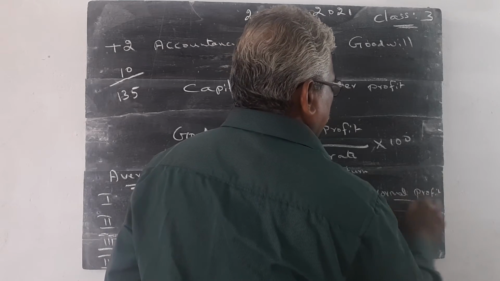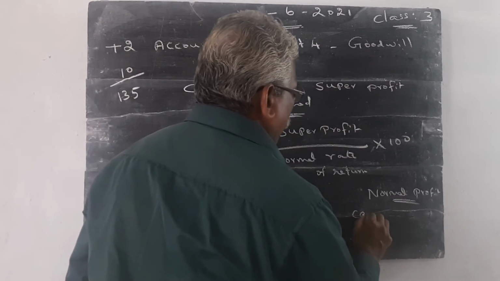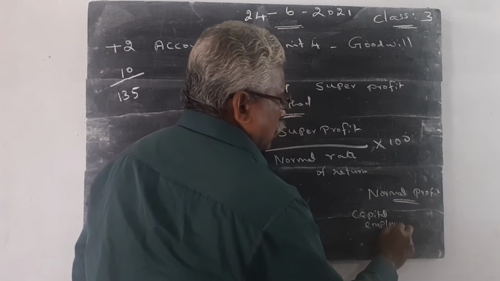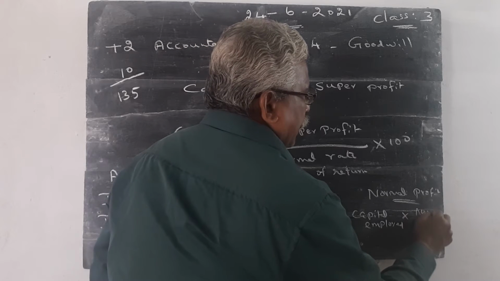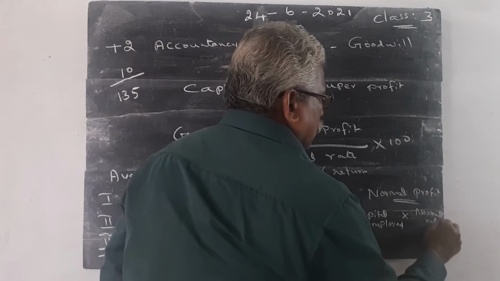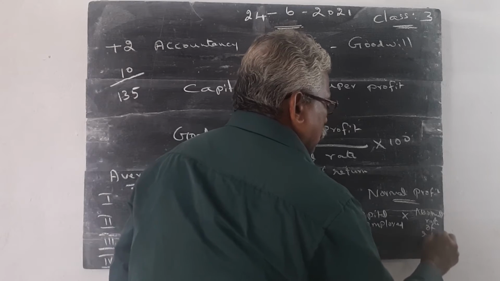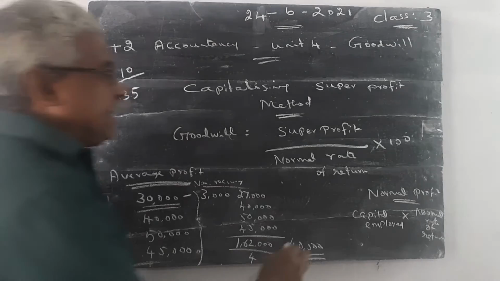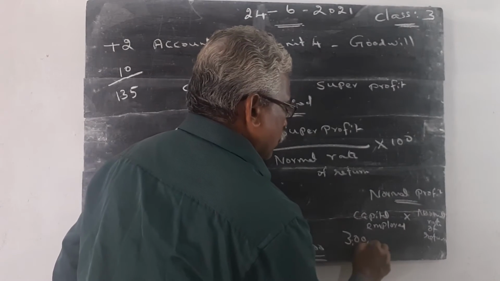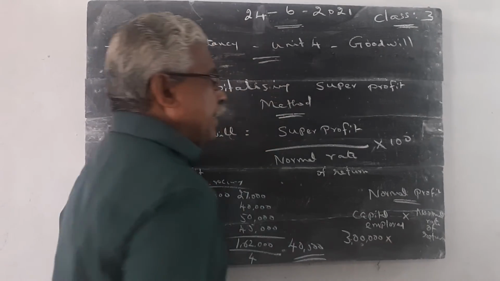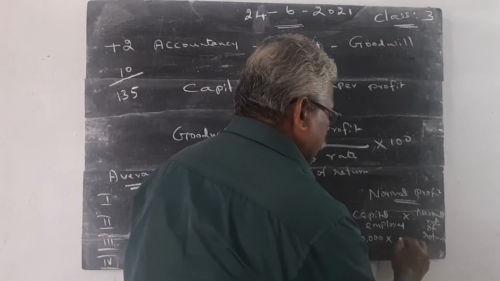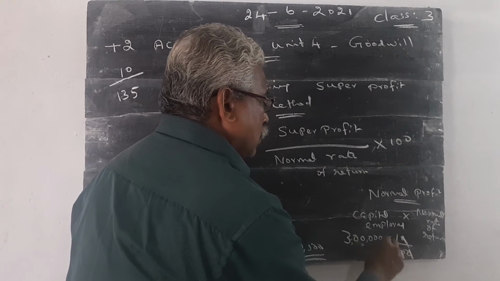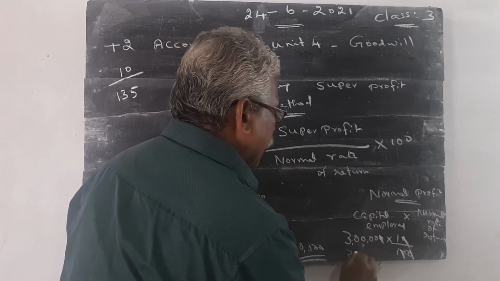Normal profit is equal to capital employed into normal rate of return. Capital employed is given in the question, 3 lakhs. Normal rate of return is equal to 10%. So, normal profit is equal to 30,000.